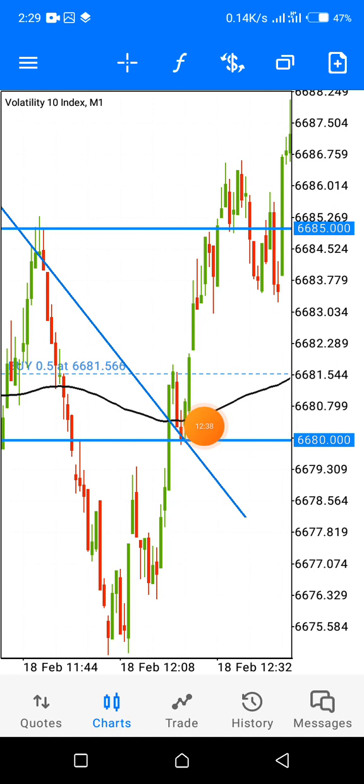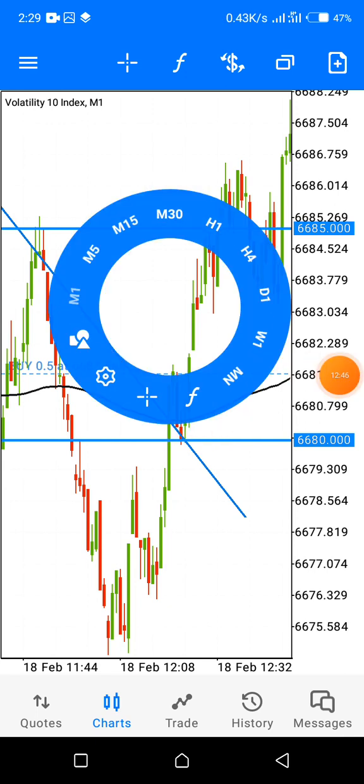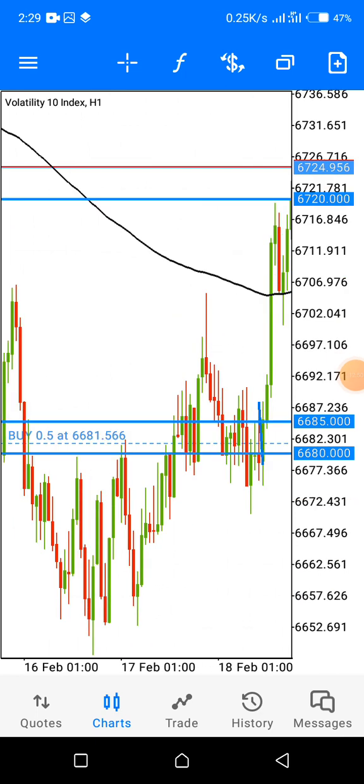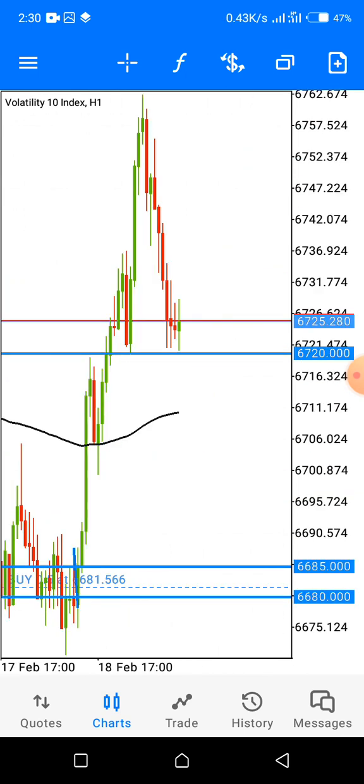and I also know that I'm looking for a buy since the right shoulder of this head and shoulders pattern has formed. So with all those confluences, I entered the market. So that was how I entered the market.